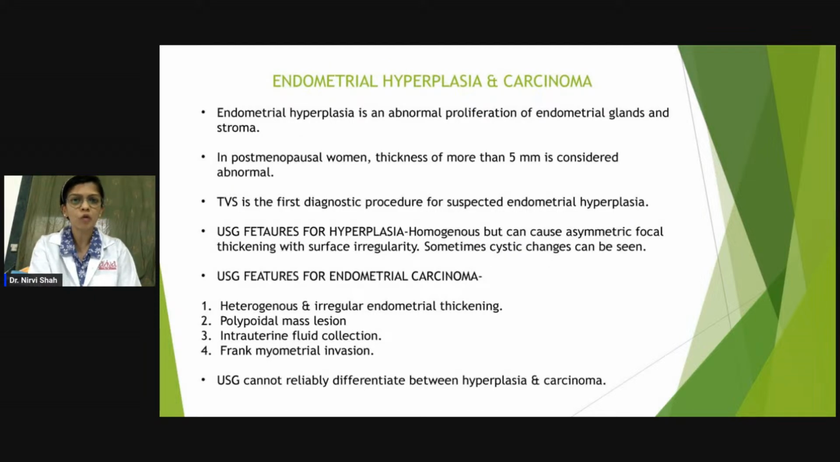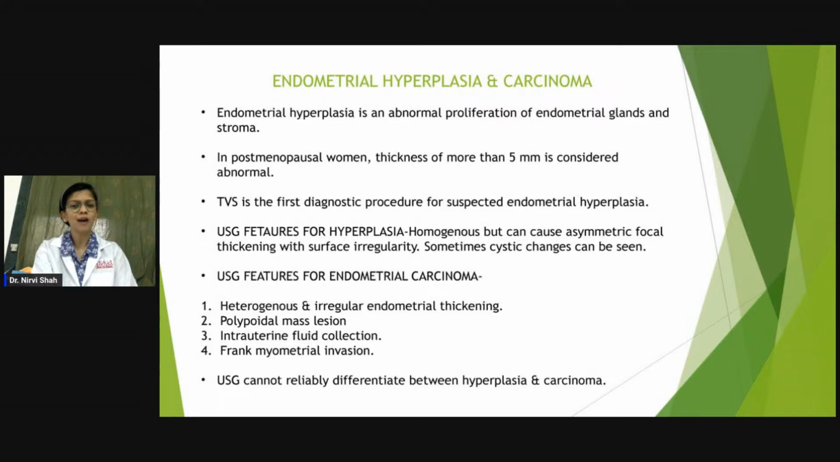So now next, again, we go to endometrial hyperplasia and carcinoma, which is one of the most common causes for menorrhagia in perimenopausal women, and also for postmenopausal bleeding. In that also, TVS is the first line for diagnosing. So endometrial hyperplasia is nothing but the abnormal proliferation of the endometrial glands and the stroma. In postmenopausal women, if the thickness is more than 5 mm, then it is considered abnormal and requires evaluation. TVS is the first diagnostic procedure for such patients.